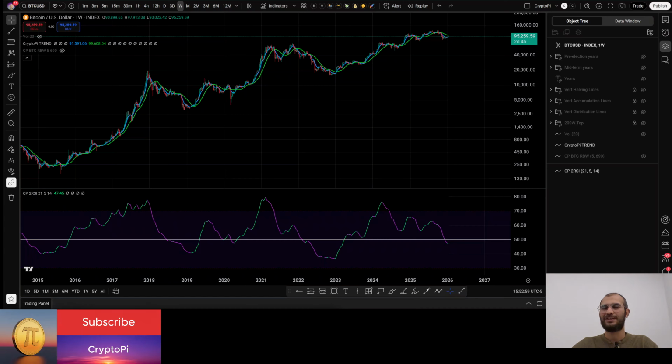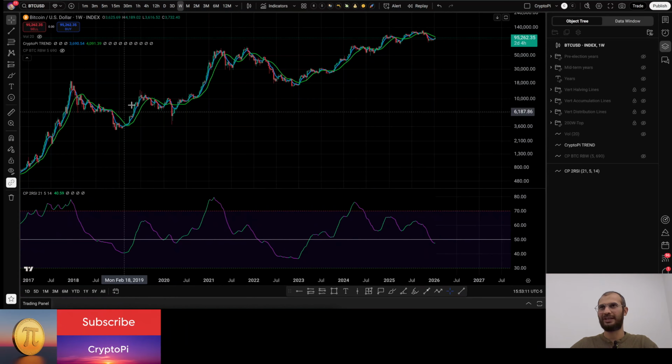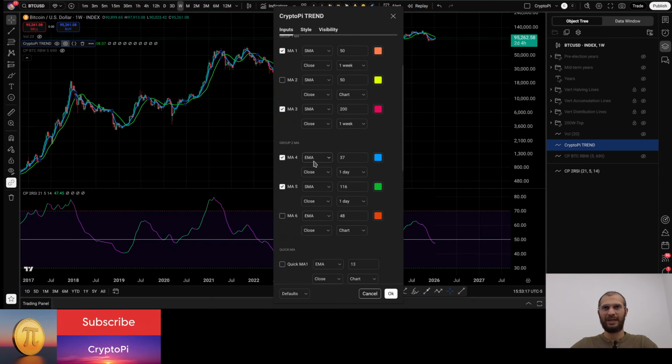All right. So first thing, what you see here is the Bitcoin chart on a weekly time frame in the USDT pair. And these two lines, the blue and green lines, are the EMA and SMA, so exponential moving average and simple moving average, with the time period of 37 and 116.